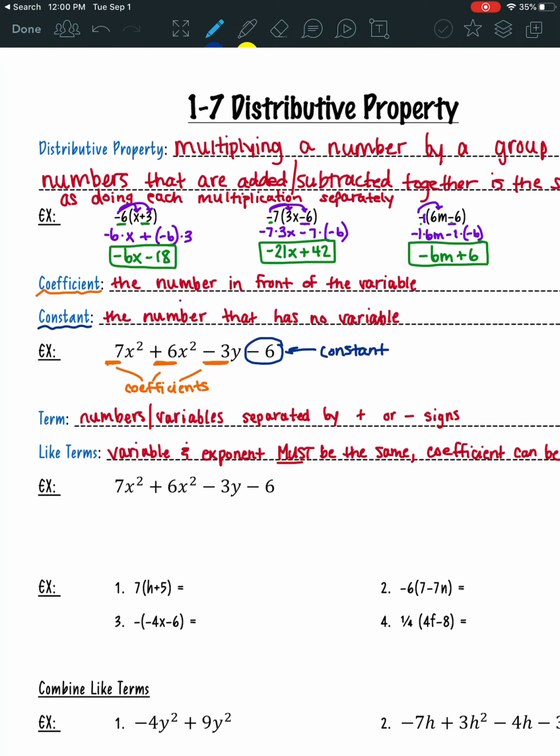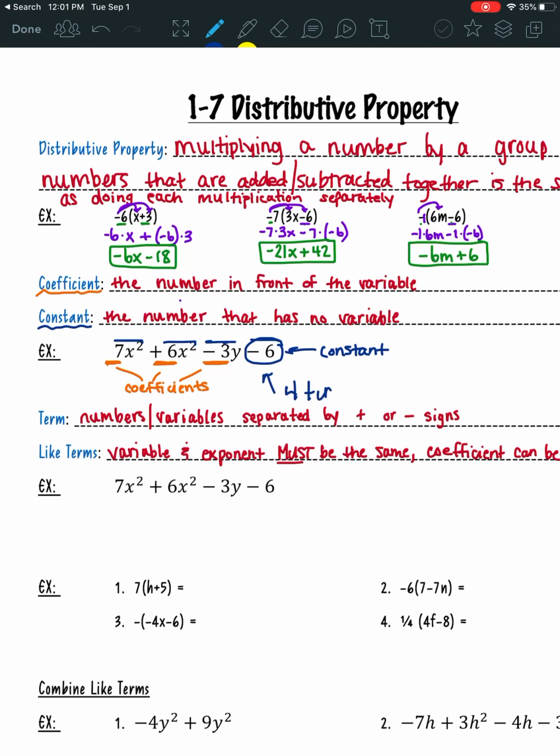Okay, terms. So I'm going to use that word a lot as well. Terms are numbers and variables. It could be a combination of them. It could just be a number by itself. It could be a variable by itself. But they must be separated by a plus or minus sign to call them terms. So in that example we just had, 7x squared, that is a term. 6x squared, that is a term. There's a plus sign in between there, so that tells us that's the separation between the terms. -3y is a term, and then -6 is a term. So there's 4 terms in that example up above here.